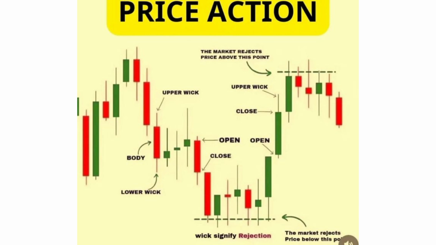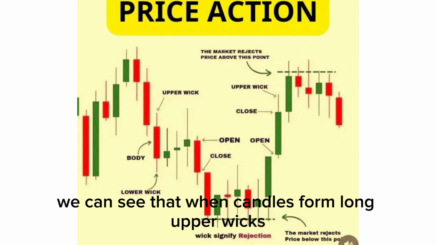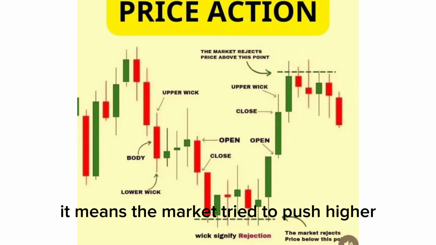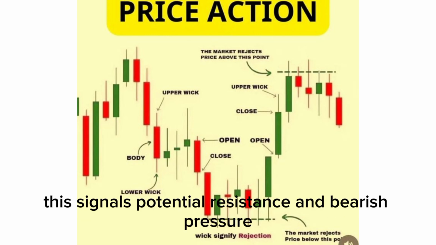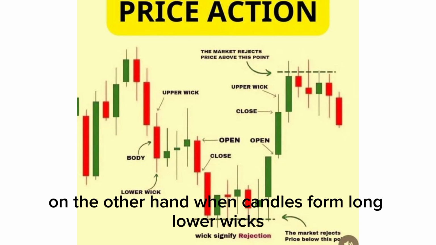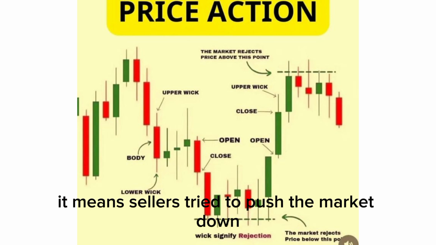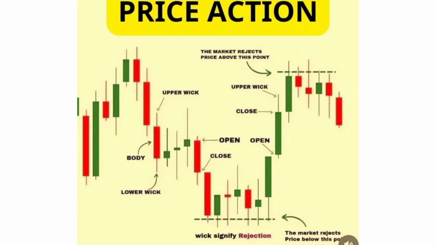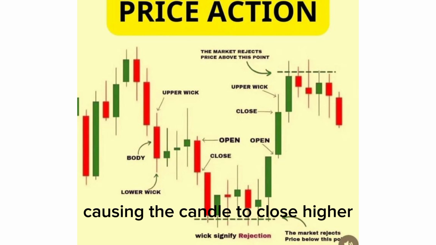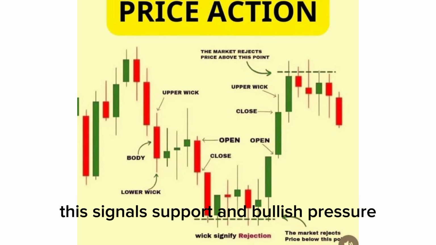In the chart, we can see that when candles form long upper wicks, it means the market tried to push higher, but sellers rejected those prices, forcing the candle to close lower. This signals potential resistance and bearish pressure. On the other hand, when candles form long lower wicks, it means sellers tried to push the market down, but buyers stepped in and rejected lower prices, causing the candle to close higher. This signals support and bullish pressure.